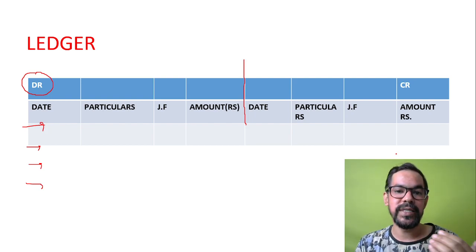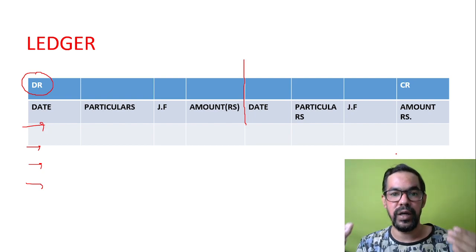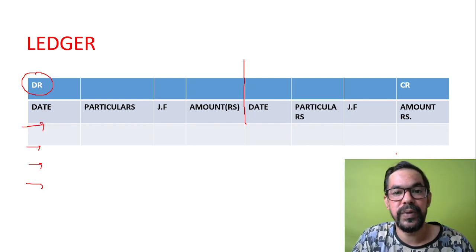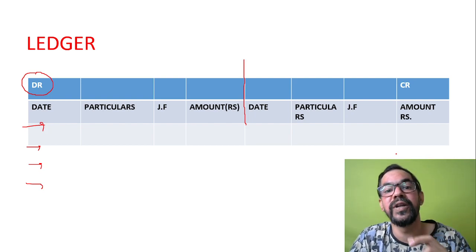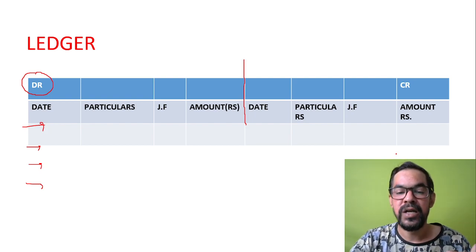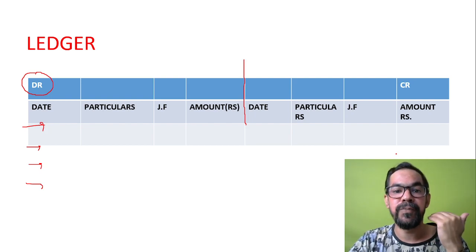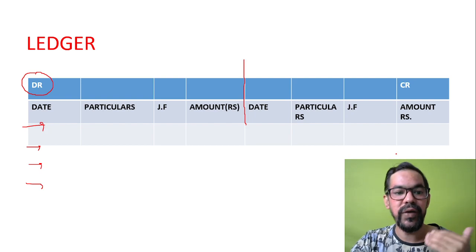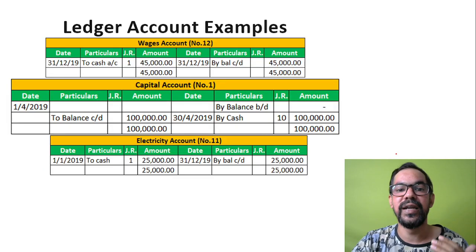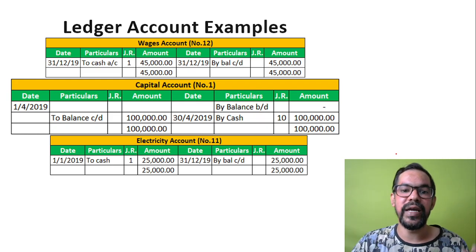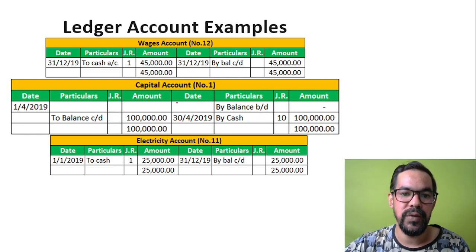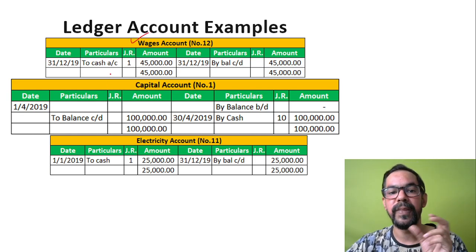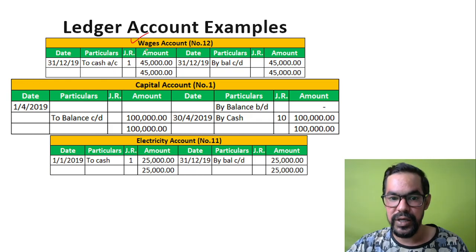Ledger is basically different accounts for different personnel who communicate with the company during the financial year, or where there is a transaction between the company and that individual. For salary we have a different account, for sale we have a different one, for purchase we have a different one, for rent we have a different one. This way we create the different ledgers. Here you can see three different ledgers. The first ledger is about the wage account.